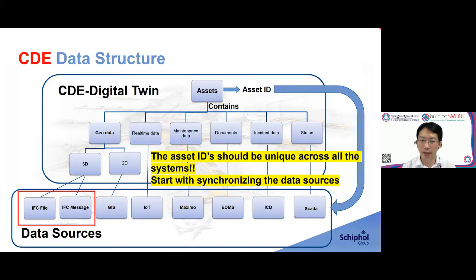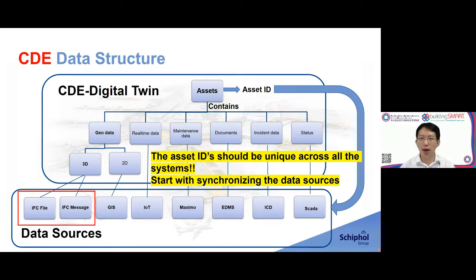They use the ID to link up all these different systems. Like they have the IFC file, which is the virtual model. They also have IFC messages. Later, I will talk about what the messages are. Then they also have the GIS model, which is a region scale model. They also link up IoT. They link up the Maximo FM system. They link up the document management system, the electronic document management system, and also the incident data, and they use SCADA to look at the system operation status.